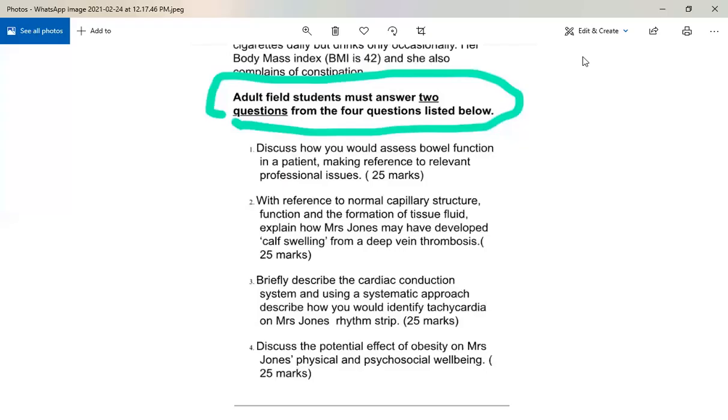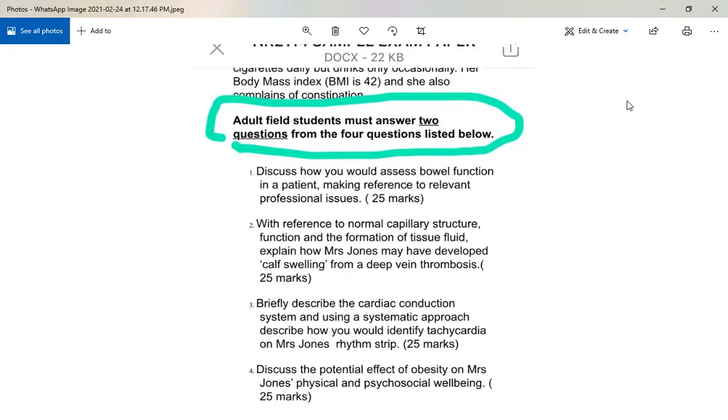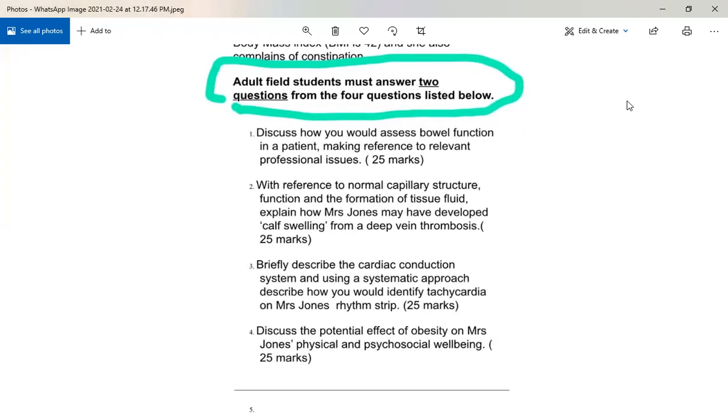So let's start to talk about this. So like we see here, question number 2: with reference to normal capillary structure, function, and the formation of tissue fluid, explain how Mrs. Jones may have developed calf swelling from deep venous thrombosis.